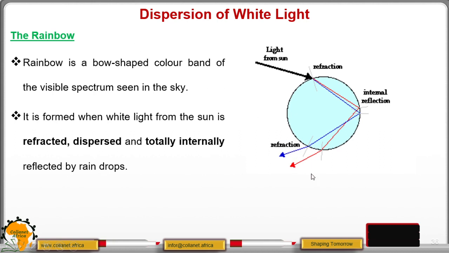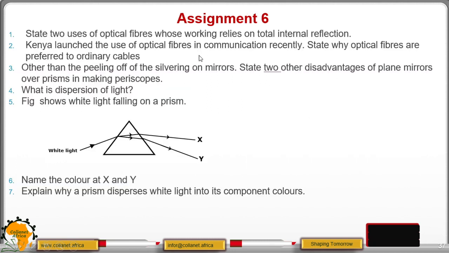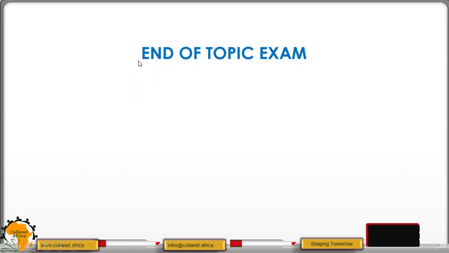So we, as the viewers on the ground, see the 7 colors. Then from there we have the assignment. Again, the assignment is testing what we have just learned. So make sure that you approach it with a positive attitude and also prepare for the end of topic exam.